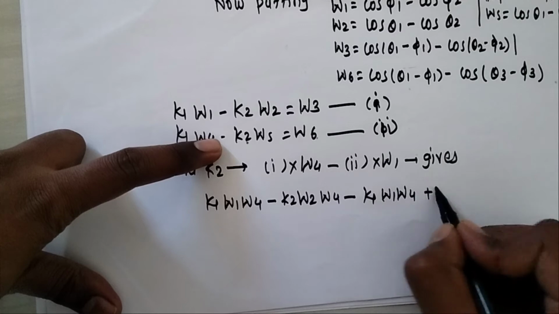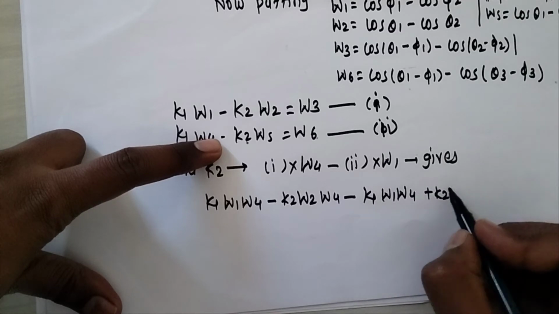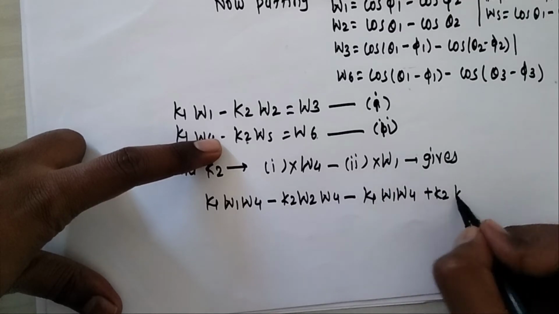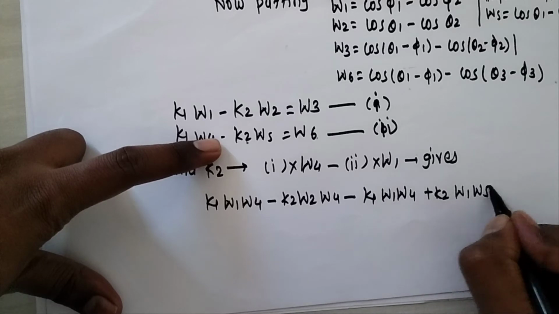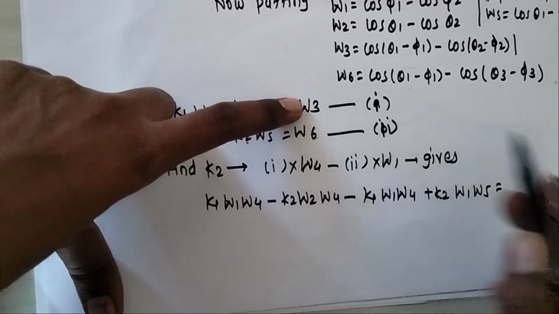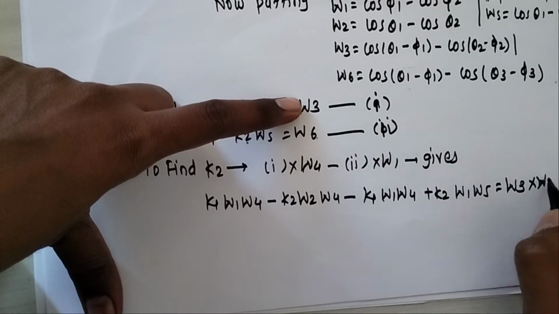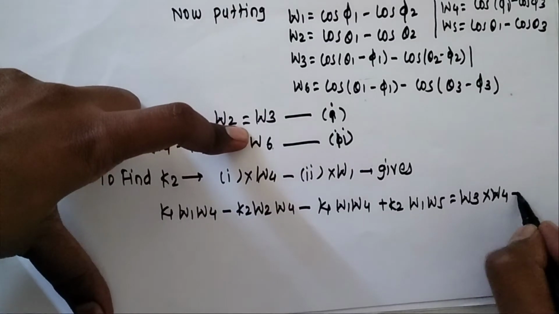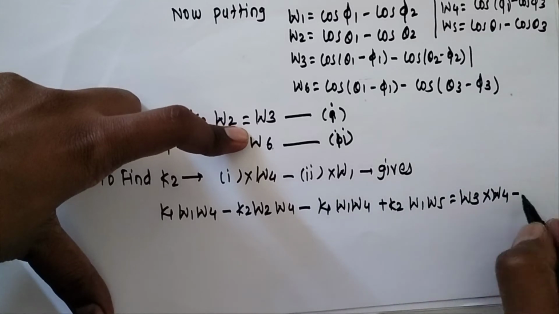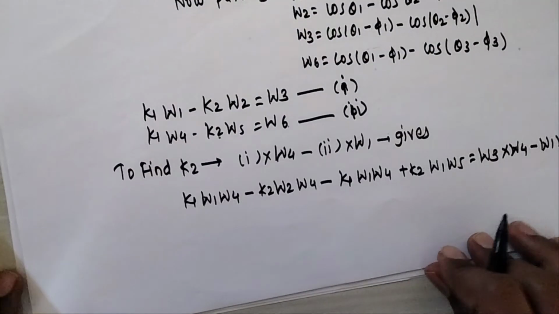So it is K2 multiplied by W1, K2 W1 W5, and on the right hand side this W3 multiplied by W4, W3 W4 minus multiplied by W1. So W1 W6. Okay, next.